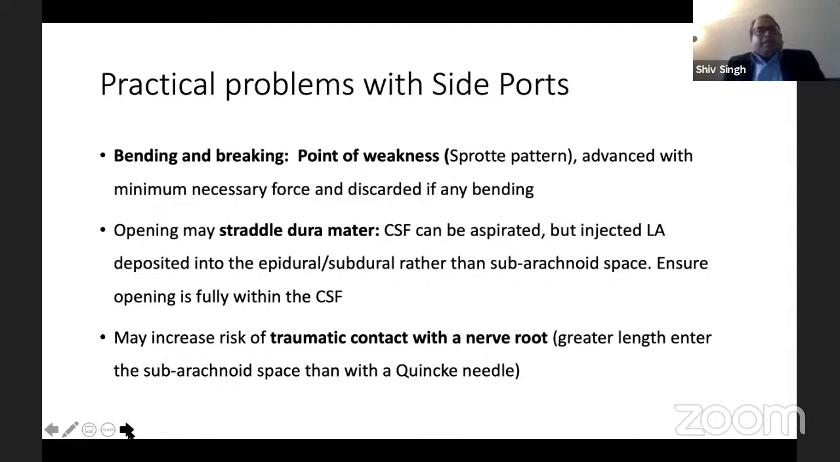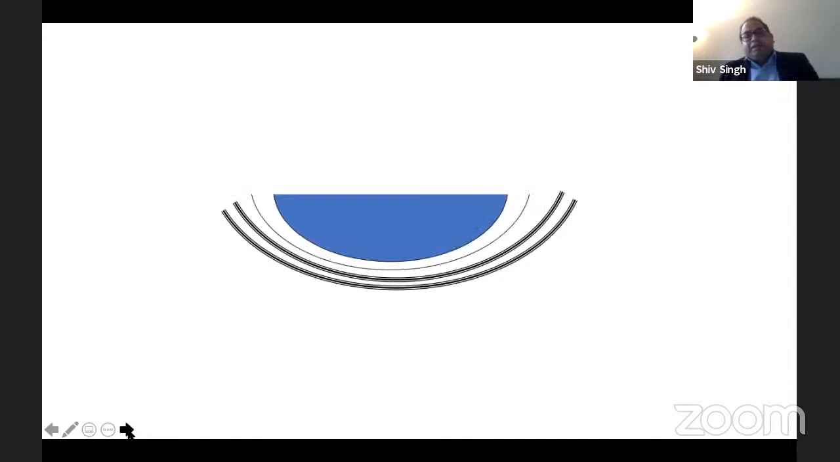The practical problems with the side port are that it becomes a point of weakness, so there can be bending and breaking. The other thing is that because the port is on the side, you can pierce the dura, feel the pop, go in partially, and aspirate CSF, but when you inject the local anesthetic, it gets partly deposited in the subarachnoid space and partly in the epidural or subdural space, which can lead to failures. So it is said that even once you feel a pop, you should go in a little bit more. But if you do that, the risk of traumatic contact with the nerve root increases.